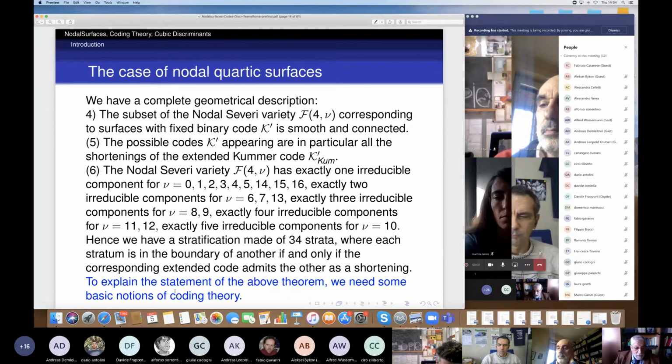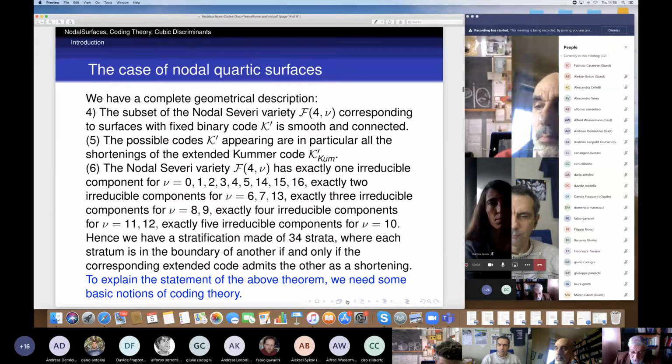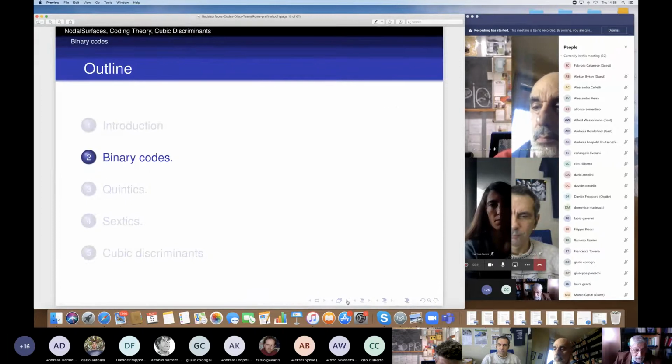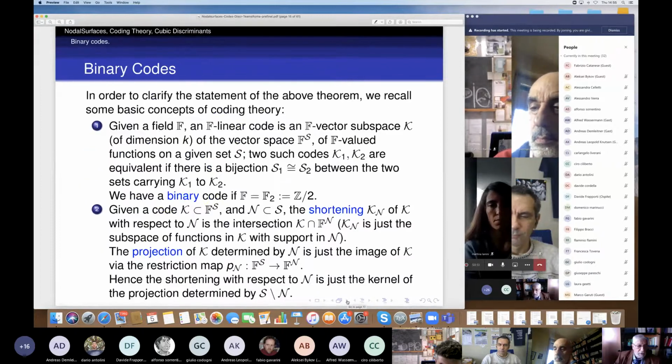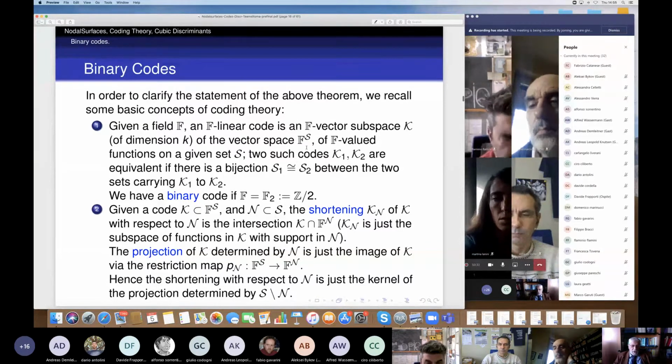Now, I want to explain the statement of the theorem, so I will go to basic notions of coding theory, and especially binary codes. So I take a field F, and an F-linear code is a vector subspace script K of dimension small k, of a space of functions, the F-valued functions on a given set S.